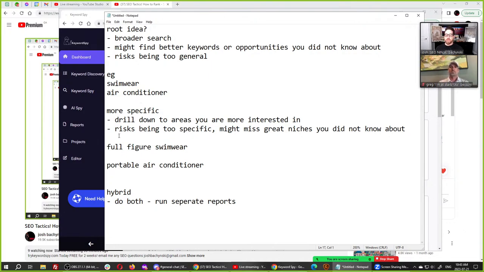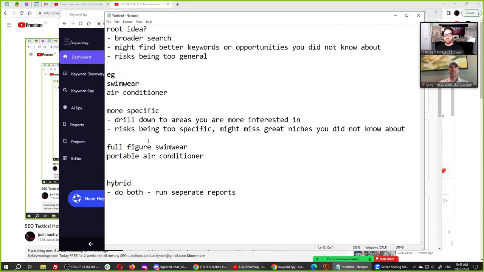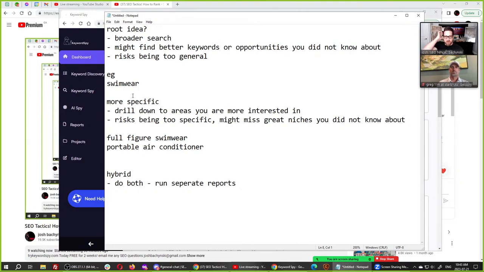So that's what I'm gonna do here. I'm gonna run swimwear and air conditioner. I'm just gonna run swimwear. I'm gonna run full figure swimmer also because that's what I was asked to do. And I'm gonna run portable air conditioner because that's kind of the more upper level hybrid that should include the keyword best. And if it doesn't include the keyword best, I can always run another report and start with best portable air conditioner and make sure it gets that as well. So that's what I could do.